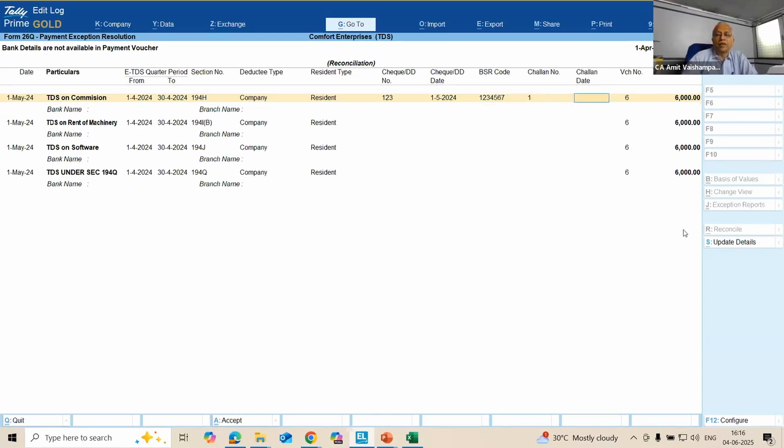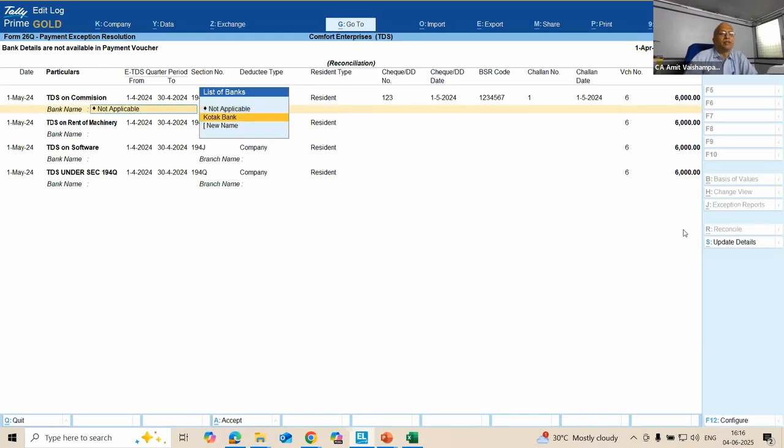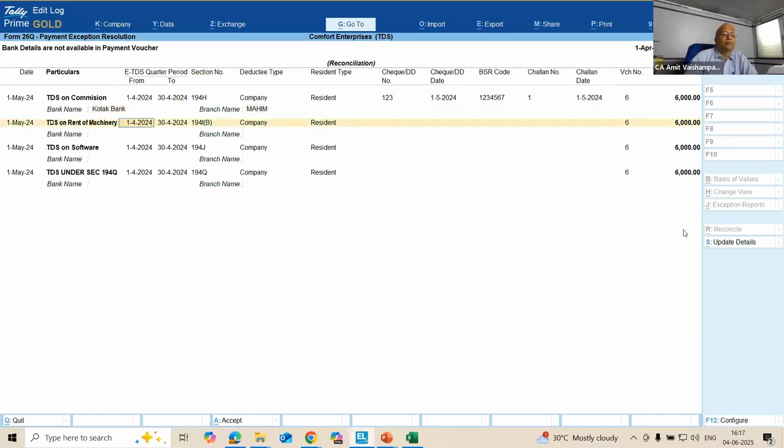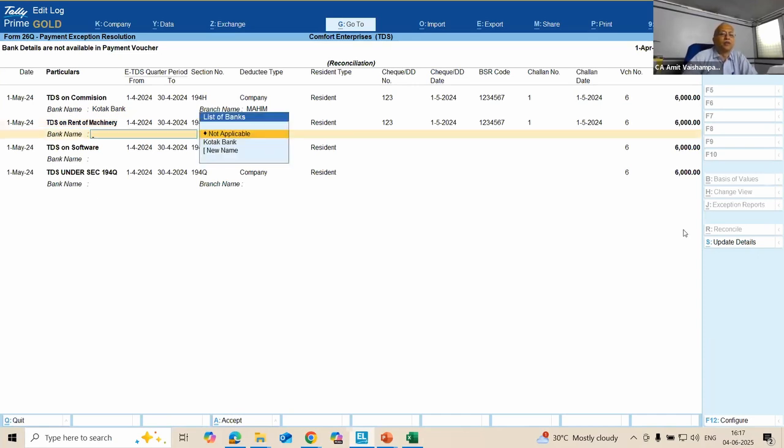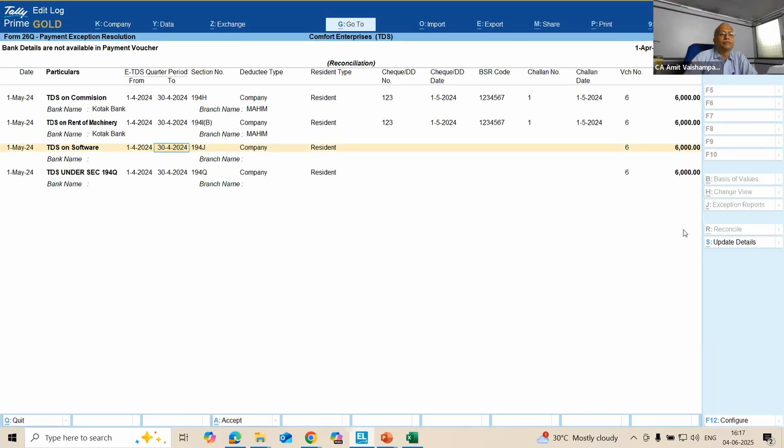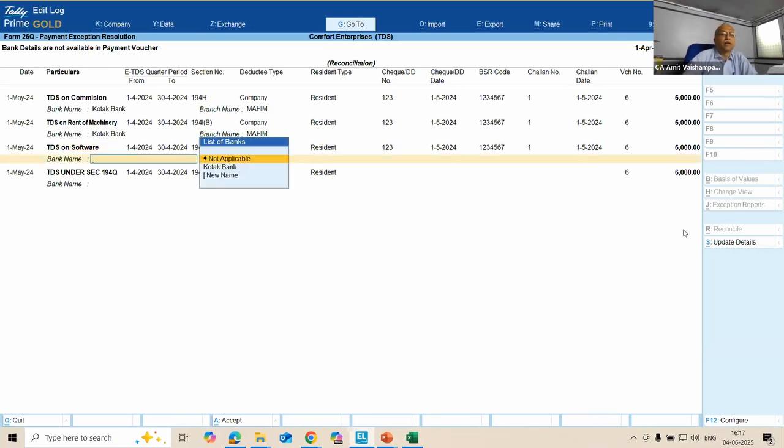Challan number, I'm assuming it as 1. Challan date as 1/5. In my case, it is Kotak Bank. Branch name, I'm putting it as Mahim. This has to go for all the transactions. As of now, there is no shortcut for this. This has to be done because this information typically comes from outside, and this is required for the filing of the income tax return. This is the activity called challan reconciliation.